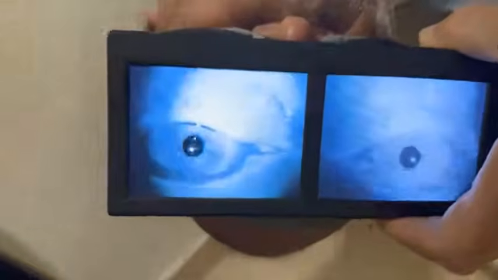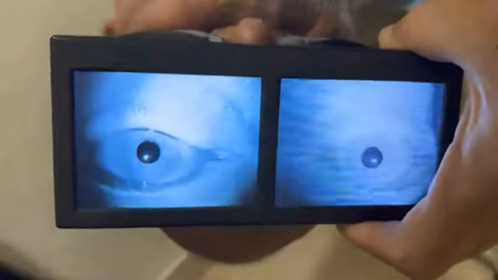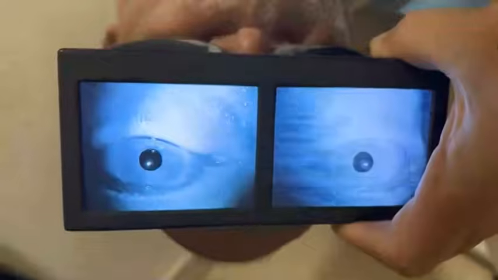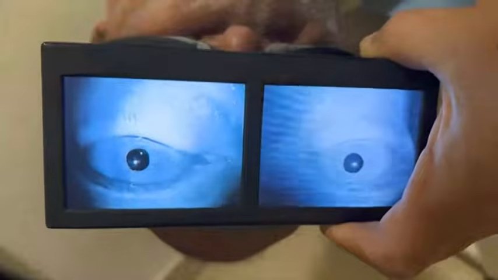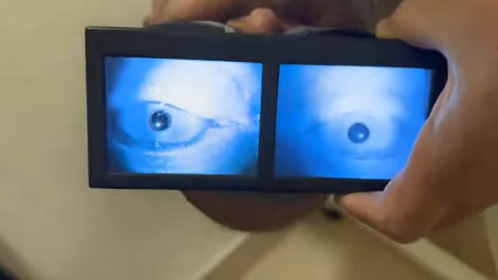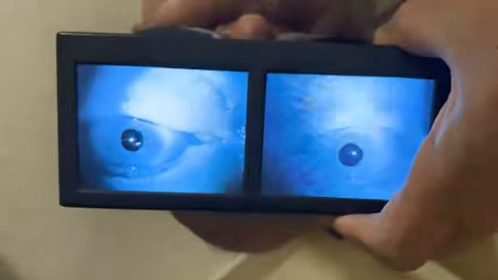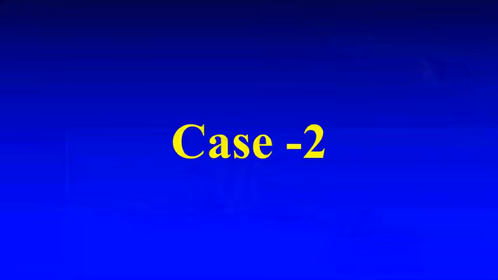Now it shows an upbeating right torsional nystagmus, implying an intracanalar migration from the non-ampullary to the periampullary location. This was successfully treated with the right Epley maneuver, and 24 hours later the patient did not have any nystagmus or accompanying vertigo.